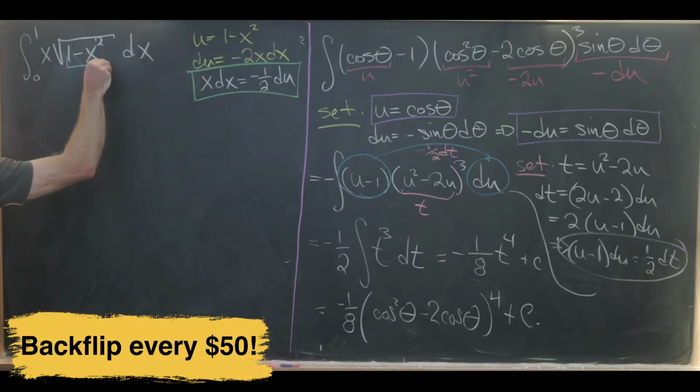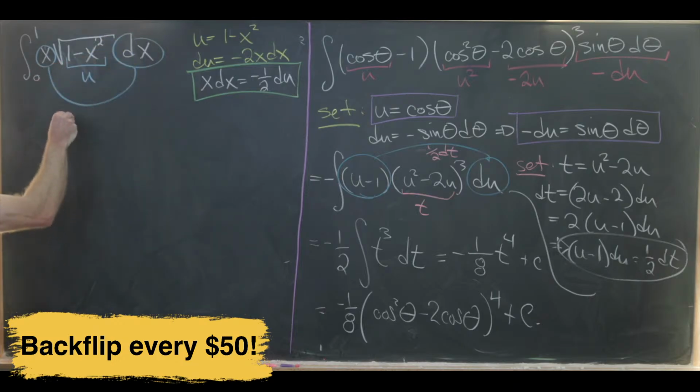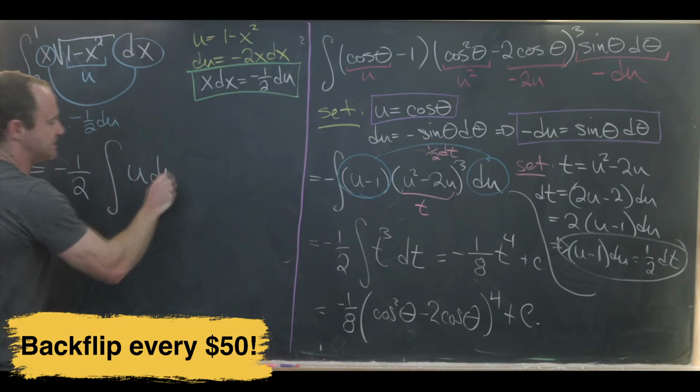Okay, so we have that type of situation. Now, inside of our integral, this is going to become the square root of u, and then I have my earmuffs here that turn into minus 1/2 du. So that means my whole integral becomes minus 1/2. I can bring that constant out. I have the integral of just the square root of u du.